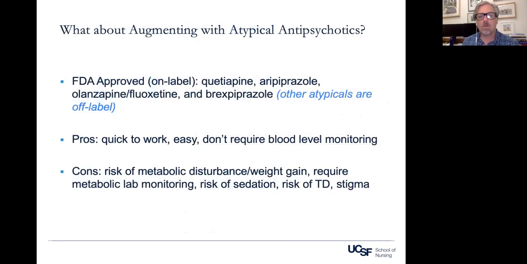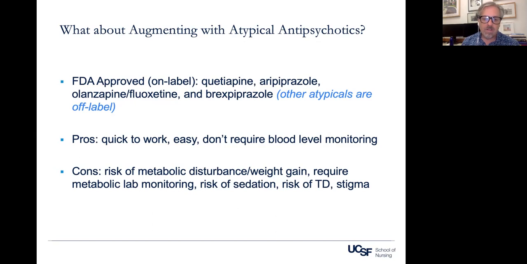What about atypical antipsychotics? These have burst onto the scene in the last decade as an augmentation strategy for depression. There are 4 that have an on-label indication: quetiapine, also called Seroquel, aripiprazole, which is Abilify, olanzapine-fluoxetine combination, which is Symbyax, and brexpiprazole, can never say that word, which is known as Rexulti. Any other atypicals are off-label uses.